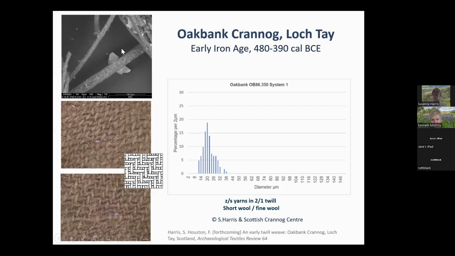This grey image is the micrograph of the fibre, and if you look closely, you can see the scales that are characteristic of plant fibre, so a bit like the hair on our head if you've ever seen blown-up pictures of that. And what's interesting about the Oakbank Crannog textile is that this has a different kind of weave. I told you that the Bronze Age weaves were the plain weave, the simple one under, one over. But this, we're looking at the early Iron Age now.